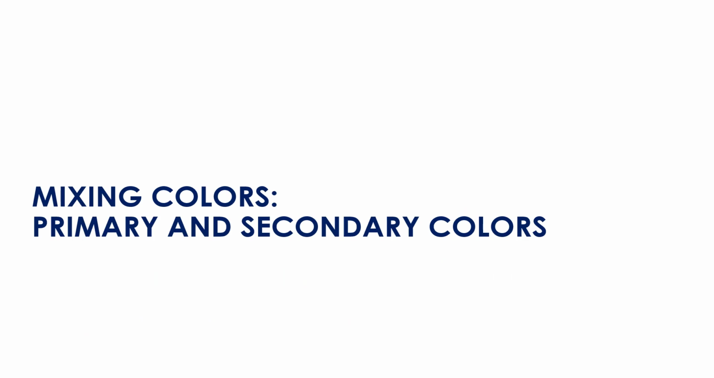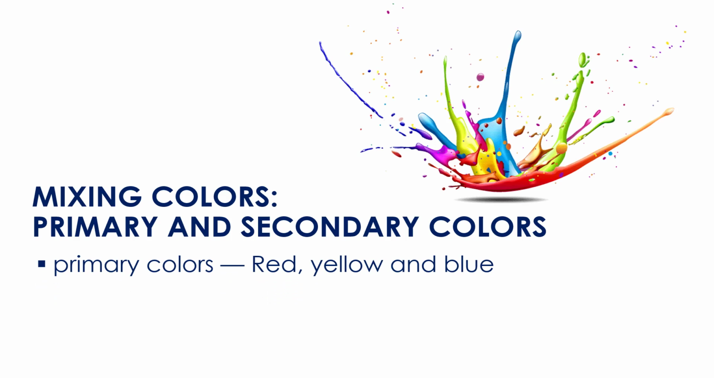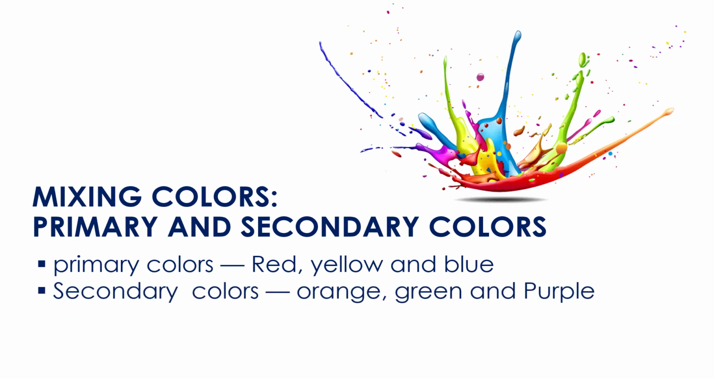Mixing colors, primary and secondary colors. Primary colors are the three pigment colors that cannot be mixed or formed by any combination of other colors. These primary colors are red, yellow and blue. All other colors are derived from these three hues. Secondary colors, orange, green and purple, are formed by mixing the primary colors. And tertiary colors. Tertiary colors are made by mixing one primary and one secondary color in a color system.